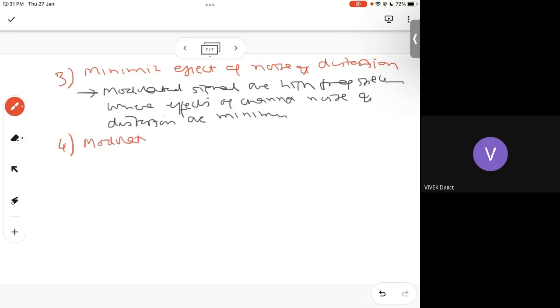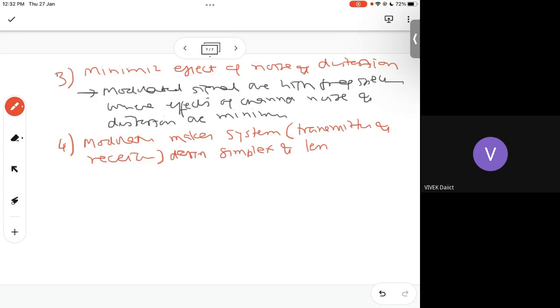Modulation makes, I would use the word system design. System means the transmitter and receiver design simpler and less complex. That also is possible. We discussed why. Just to see this thing, let's explain it through an example again.